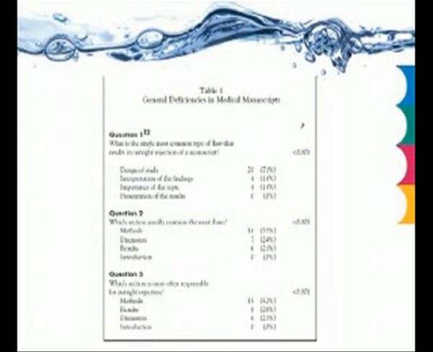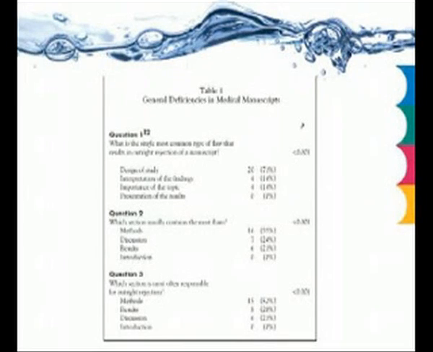What section usually contains the most flaws? Well, based on the fact that the study design is the most common reason for rejection, over half were rejected because of problems with methods, and then over 20% discussion and results. And I guess the last question pretty much parallels that. Which section is the most responsible for outright rejection? Methods in over half of the cases, results 28%, discussion 21%.